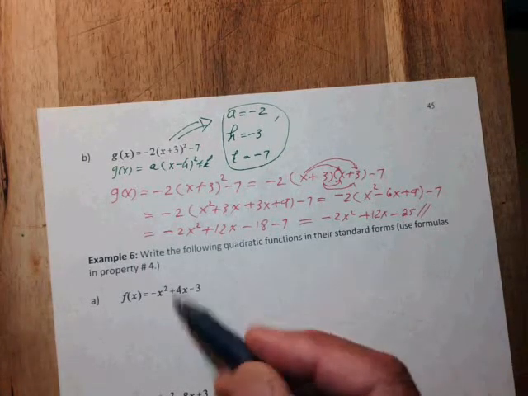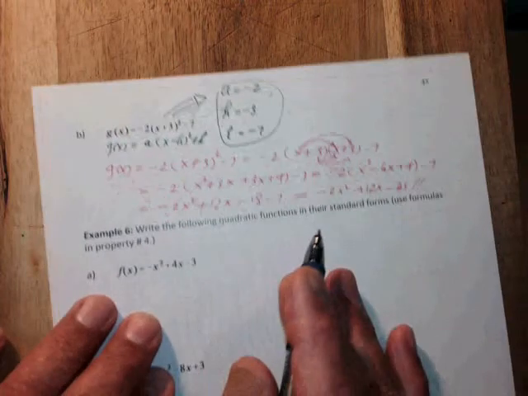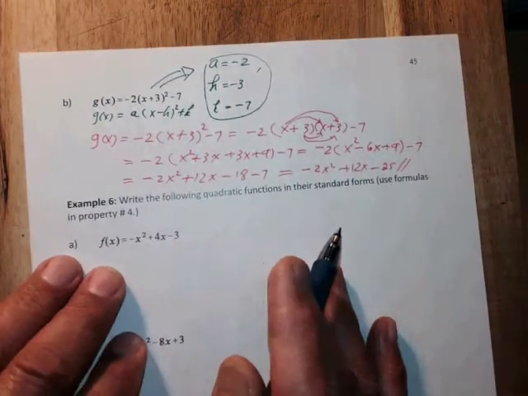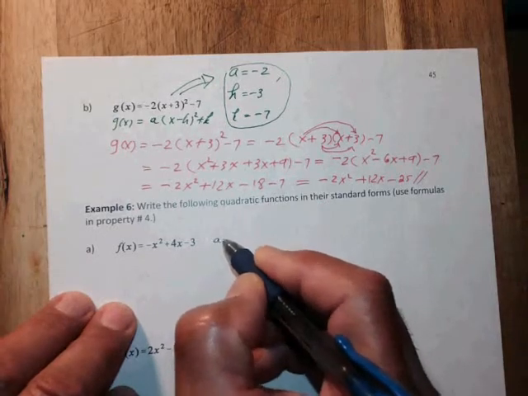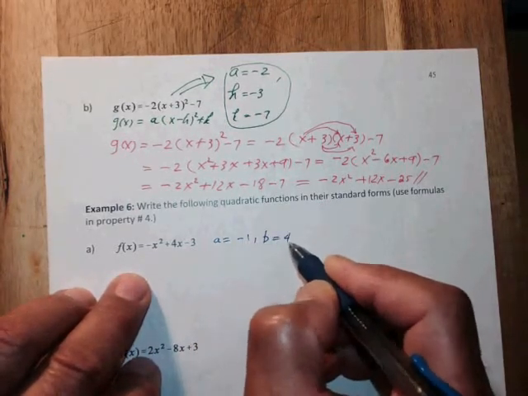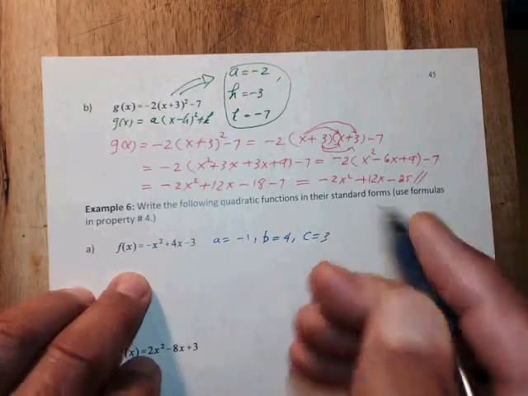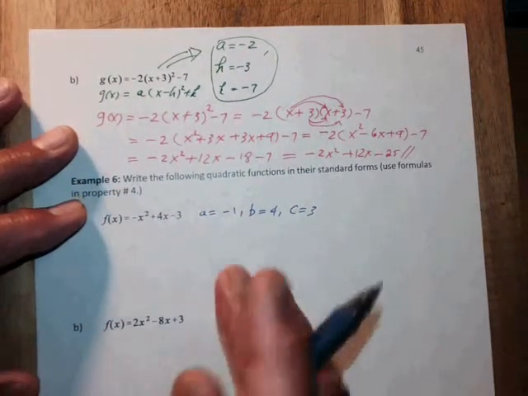Then the next two examples are the opposite. You are given the general form, and you want to find the standard form. So you need h and k. In this case, a is negative 1, b is 4, and c is 3. So you use the formula for h and k and put them in the formula again.